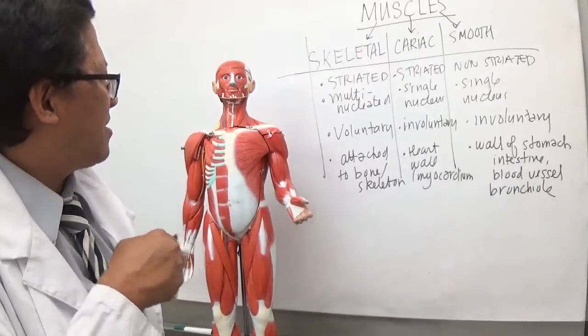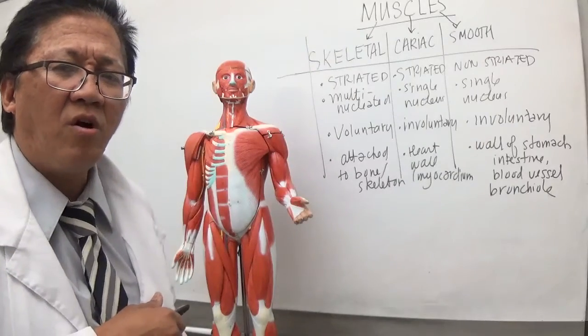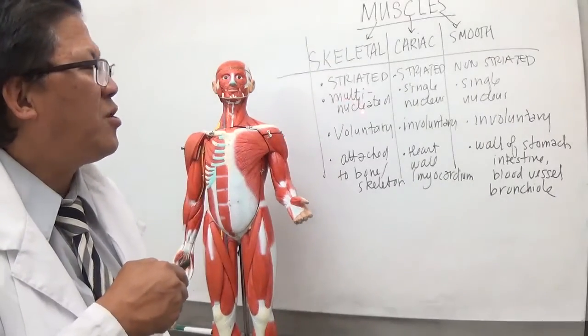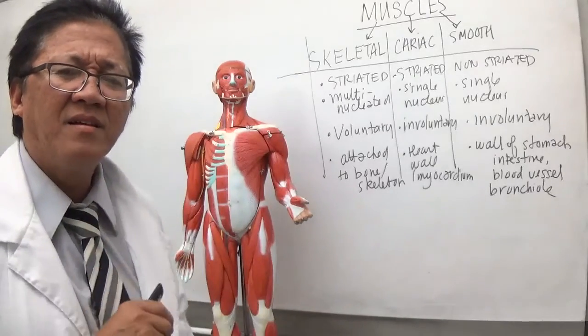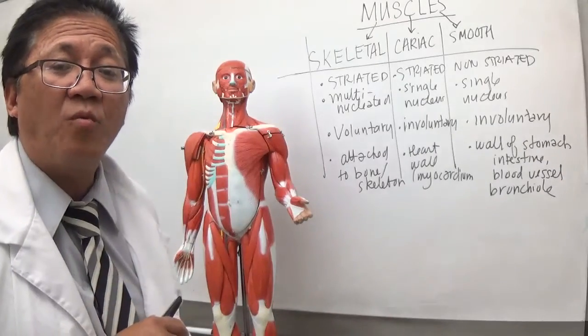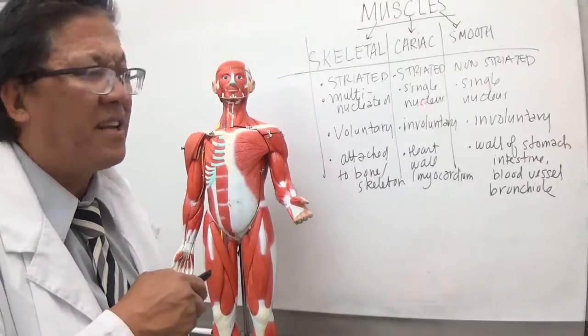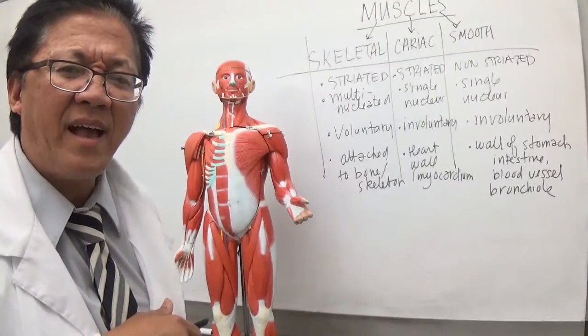Your skeletal muscles, the ones you find here, all throughout attached to your bones, are what we call multinucleated muscles. What does that mean? It means that one muscle cell has more than one nucleus. Multi means more than one. On the other hand, your cardiac has a single nucleus, your smooth has a single nucleus per muscle cell.